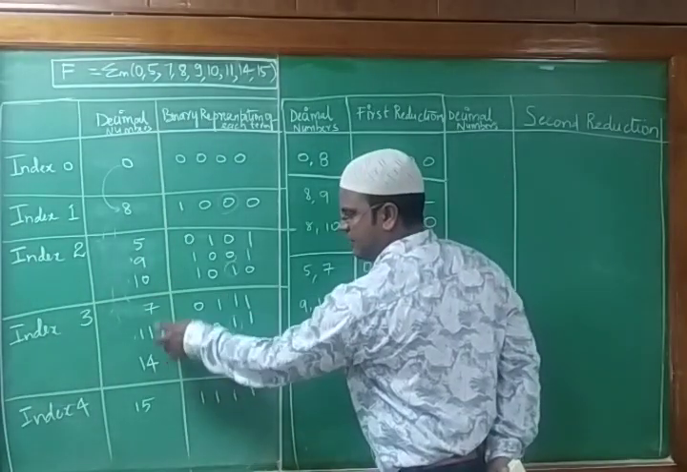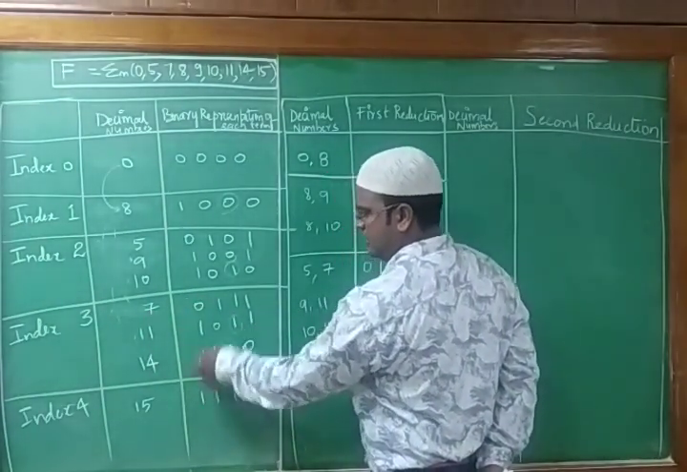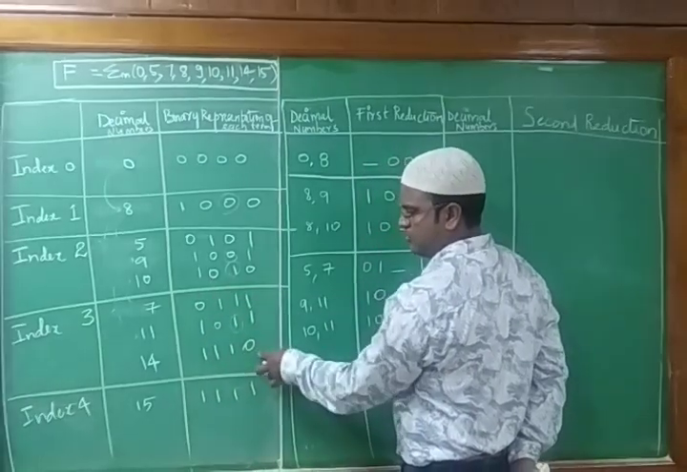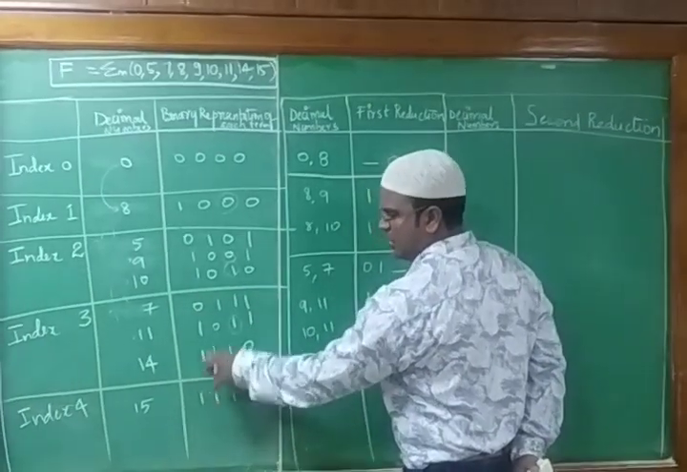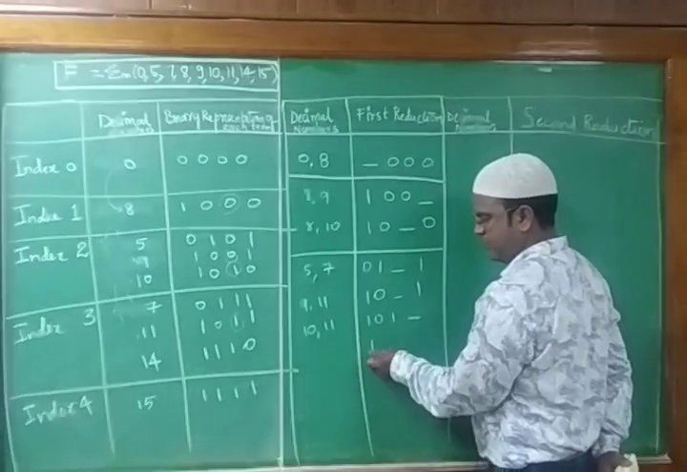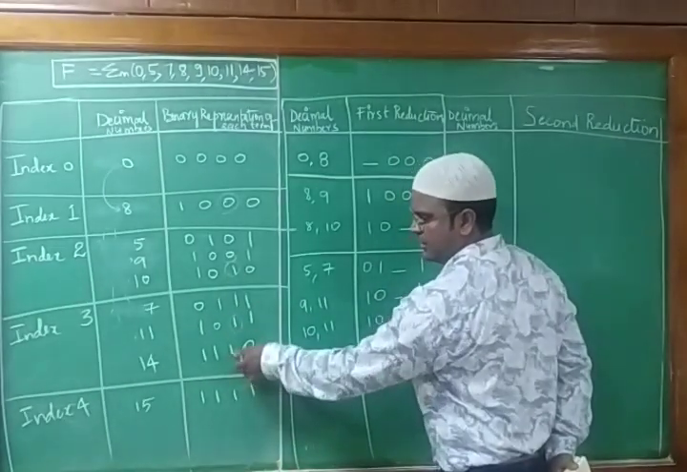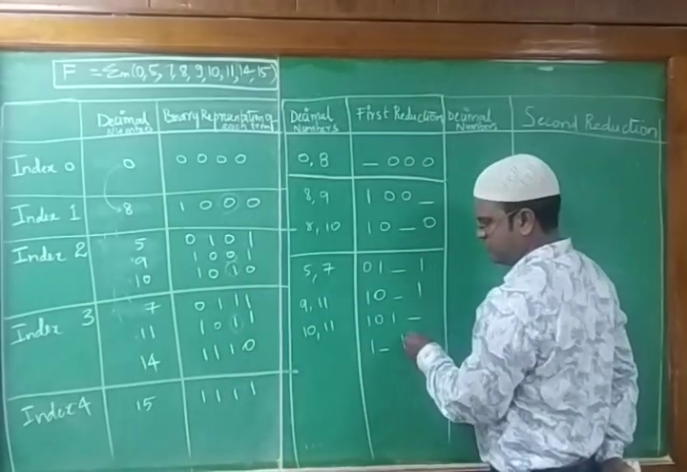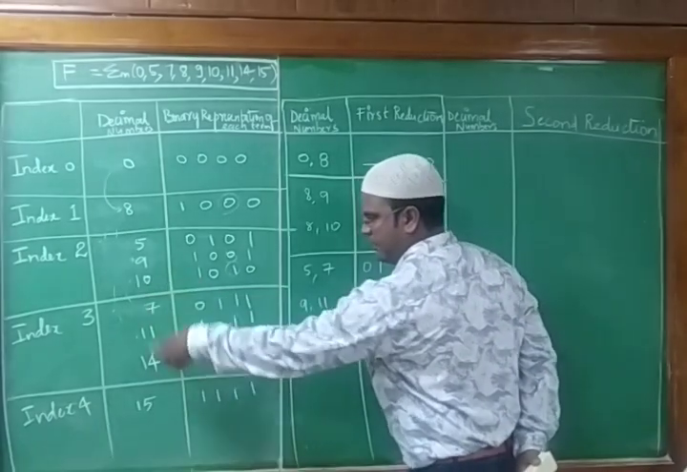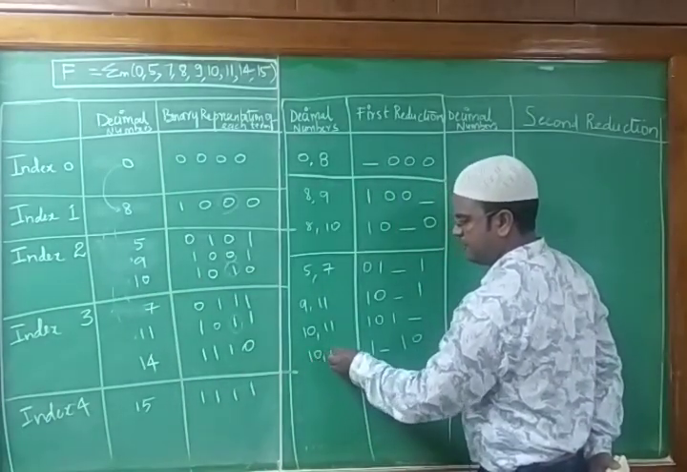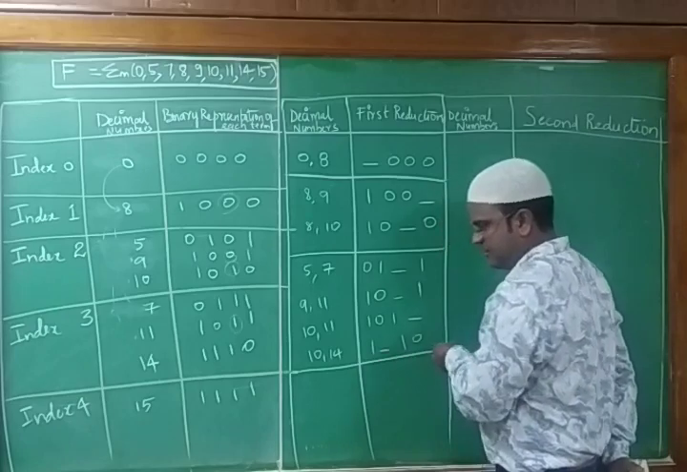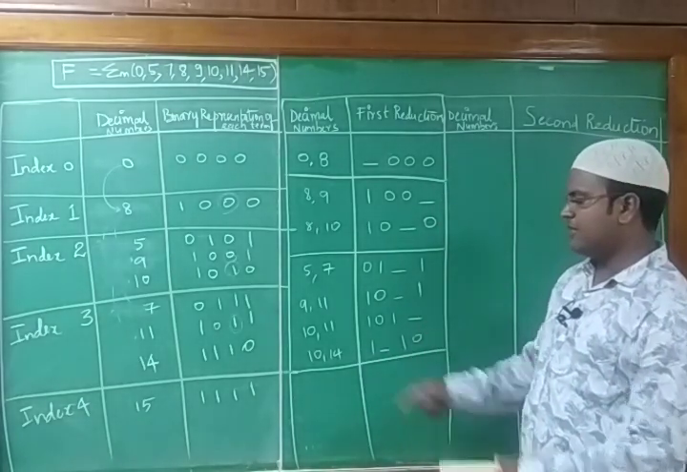Now done with 10 with 11, go with 10 with 14. So 1, 0, 1, 0. So yes, it is possible because here 1, here 0 is there, here 1 is there. That means 1 dash, 1 same and 0 is also same. So 1, 0. So what have we done? We compared 10 with 14. So that comparison is also done.